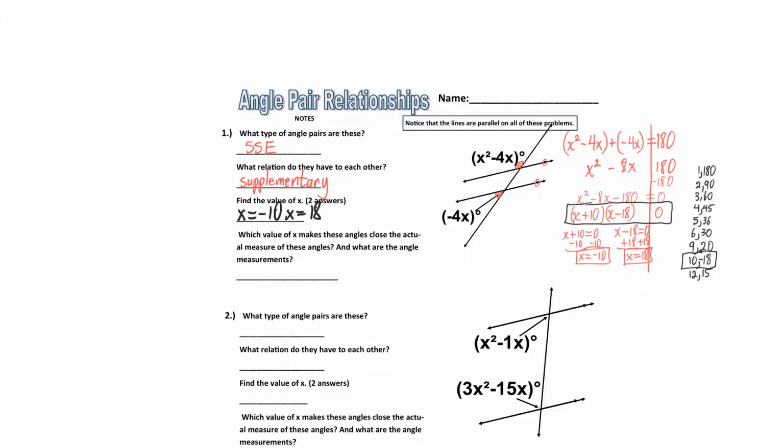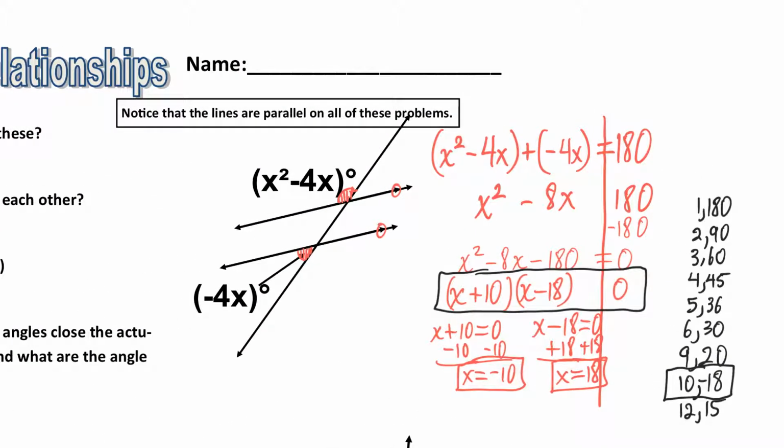Now, the question is, which one of those values of x makes the angle actually equal to what it looks like on the paper? So what I'm going to do now is take negative 10 and 18 and plug them back in and see which one makes sense. So let's go ahead and plug in the negative 10 here.